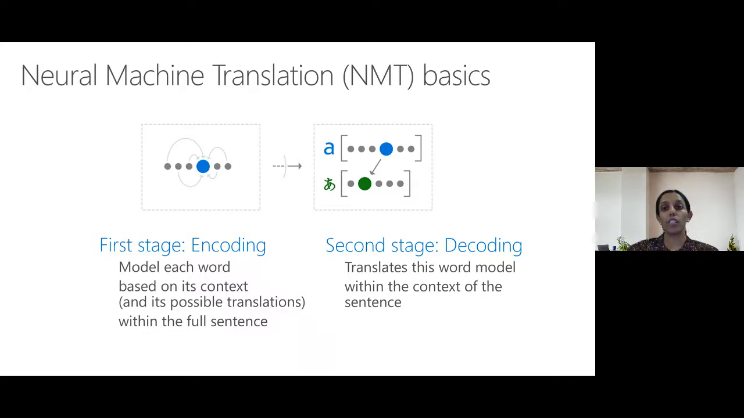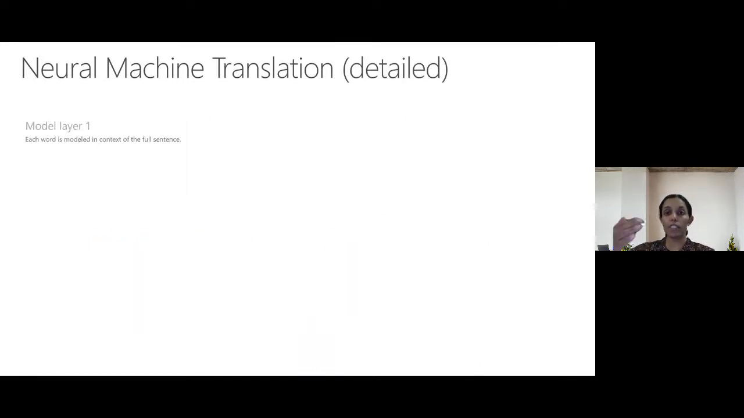NMT refers to neural machine translation. We'll look at the basics first. The first stage is encoding, where we model each word based on its context within the full sentence. The second stage is the decoding phase, where we translate this word within the context of the sentence. We'll get into this in slightly more detail so you understand it better.